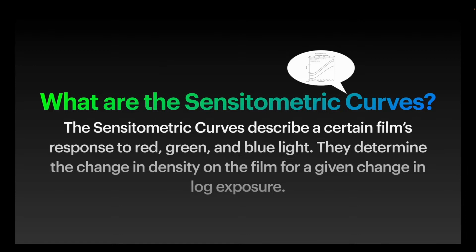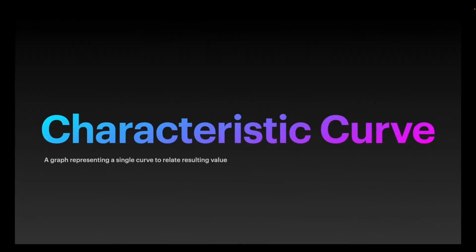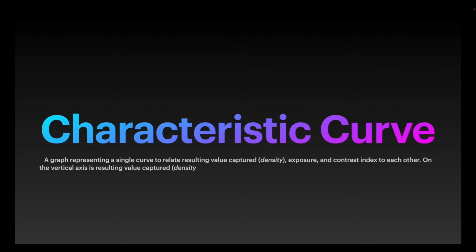So that sensitometric curve is just telling you that specific thing for every channel: red, green, and blue. And that is going to determine also the color of the film negative, how the color is going to be represented. That is not going to be the same for the low light areas, the midtones, or the highlights, okay? So something that we are going to focus on in this session is the characteristic curve, okay?